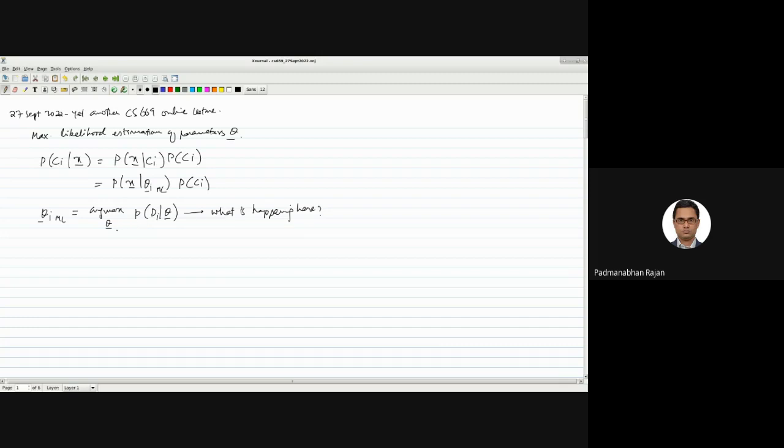Anyway, the way we did it was we differentiated this with respect to theta and equated it to 0. But that can give me a local maximum. So to be really sure that you have a global maximum, you should actually look at the entire theta space. The entire theta space has to be searched. Only then can we be sure that we will be getting a global maximum.